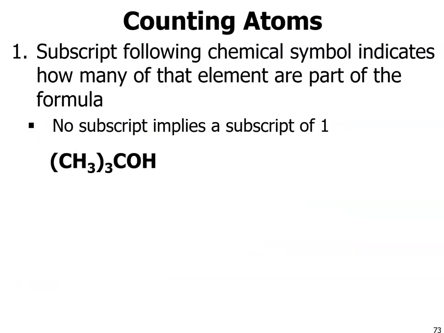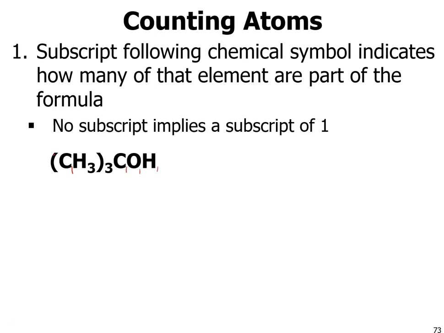Something that you're going to have to start to do is to be able to count atoms within a molecule. Now, if there's no subscript, that implies that there's only one of those things. So this carbon, there's just one of those in that group. There's one here, and one here.